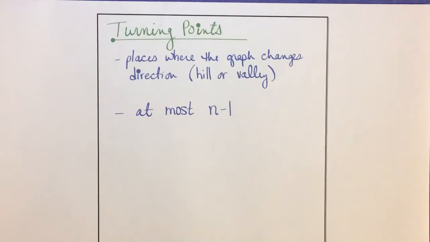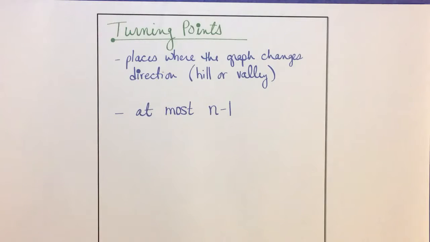Okay, you're going to be asked about the number of turning points that a polynomial graph has, and that's, as it states here, places where the graph changes directions, and that's going to occur at the top of a hill or at the bottom of the valley. It's just the way I refer to it.